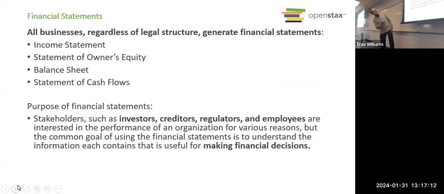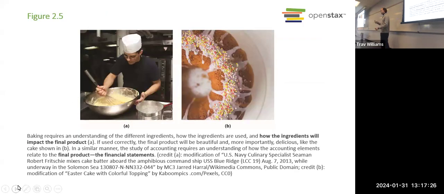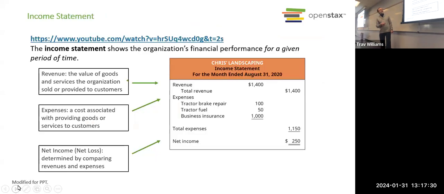Okay, let's see. All businesses use financial statements, regardless of the type of business. These financial statements benefit multiple different stakeholder groups. We talked about how making financial statements is kind of like making a cake. You probably remember that analogy. We saw a very simple income statement. The basic formula again is revenue minus expenses equals your net income or what? Net loss. Correct.